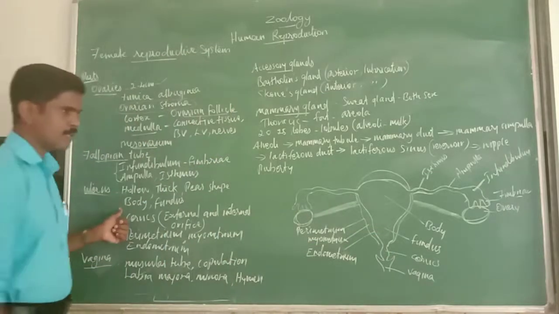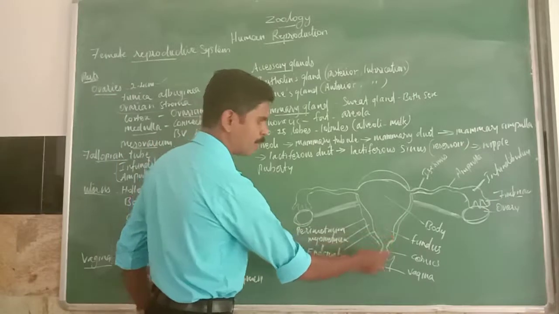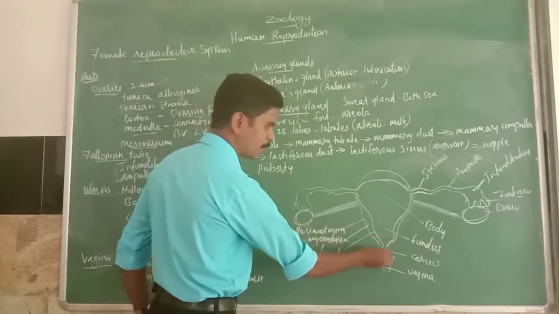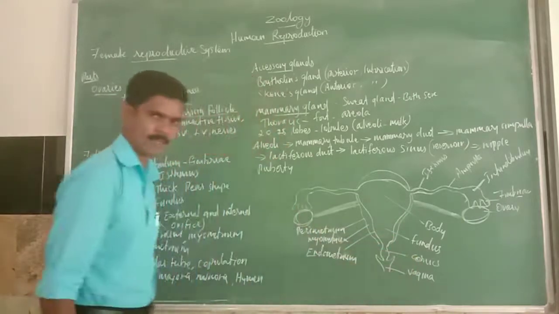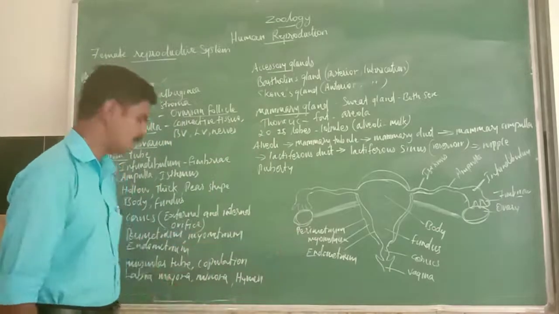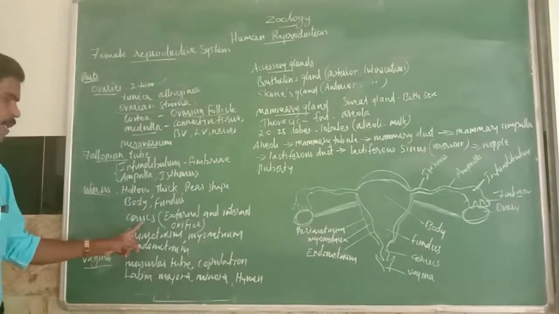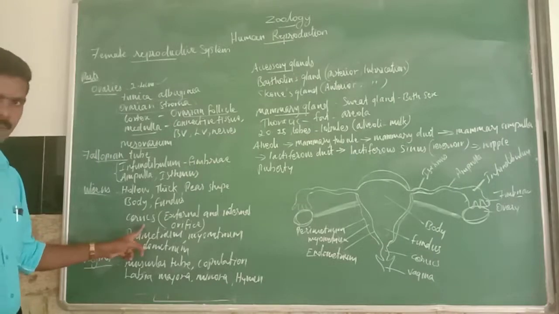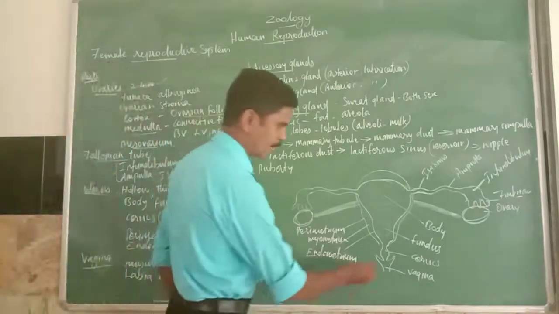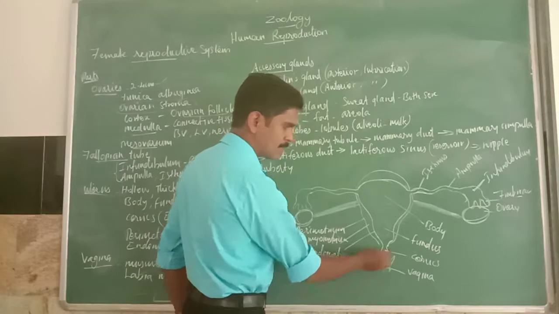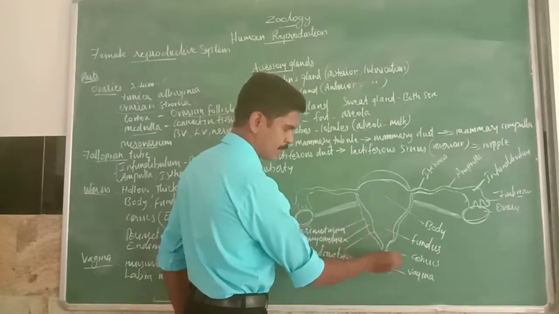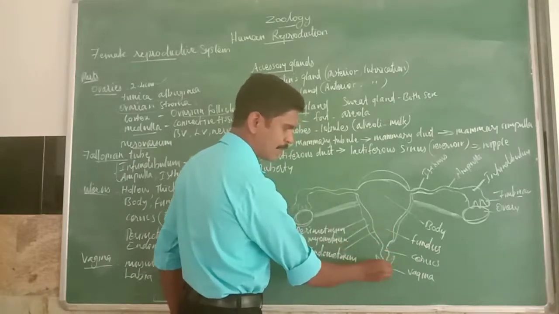Then this uterus opens into the next part. The name of this part is called the cervix. So the next part of the uterus is called the cervix. Listen very carefully here. This is the cervix, this is the uterus. Next to this cervix, the vagina is there.